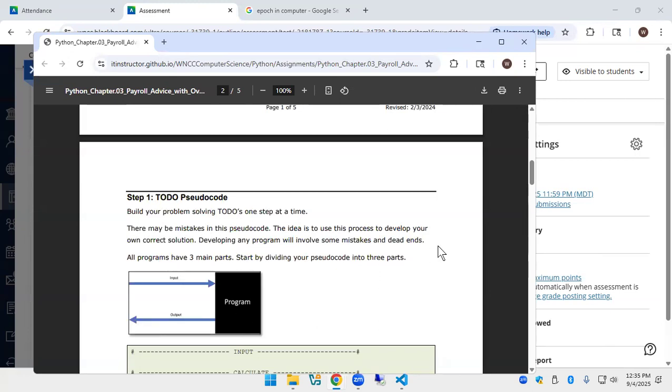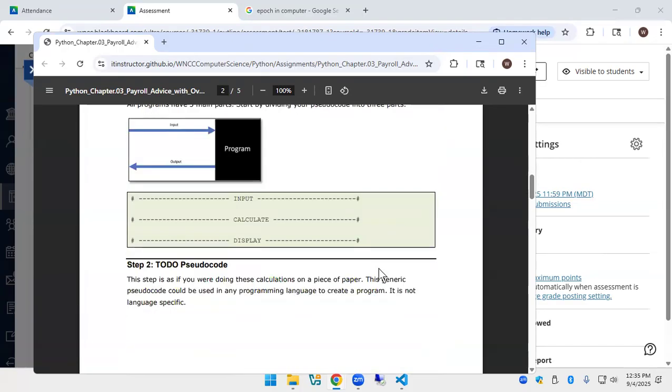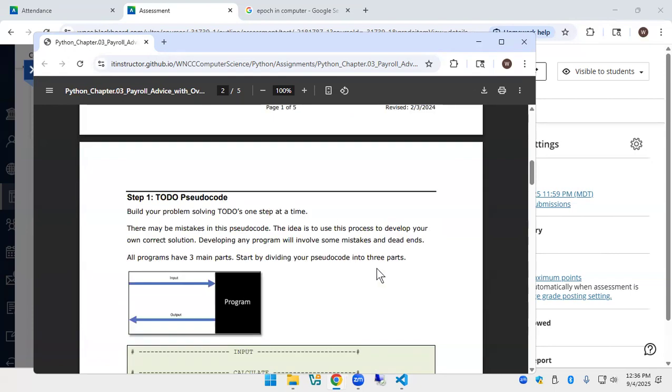Developing any program will involve mistakes and dead ends, and things won't work. What we want to develop is a process where you can solve those things by dividing things into pieces and doing things one part at a time. What we don't want to do is write 5,000 lines of code and then try to figure out if it works or not. That's just like asking for trouble. I'll have people who do an entire assignment and then start debugging it. We have to break it down and work through little pieces at a time.